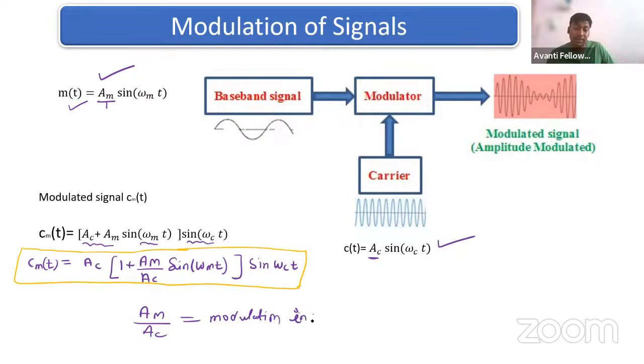Modulation, this will be the modulation index. Okay. So this will be the modulation index, and it is denoted by mu. If I am applying it here, then the modulated wave CM(t) will be equal to AC (1 plus mu sine omega m t) sine omega c t.